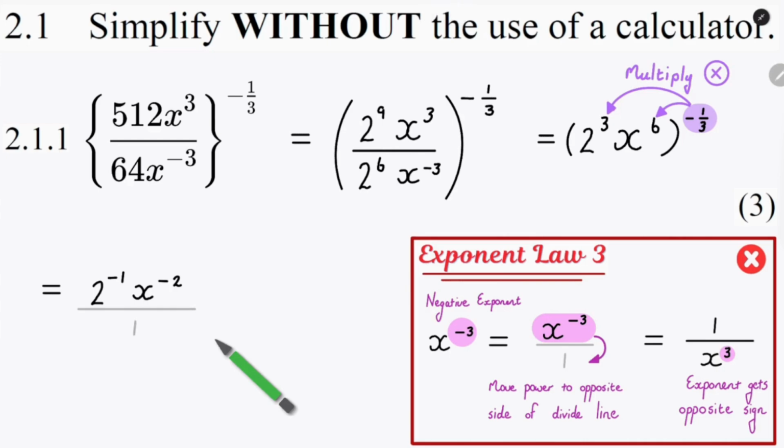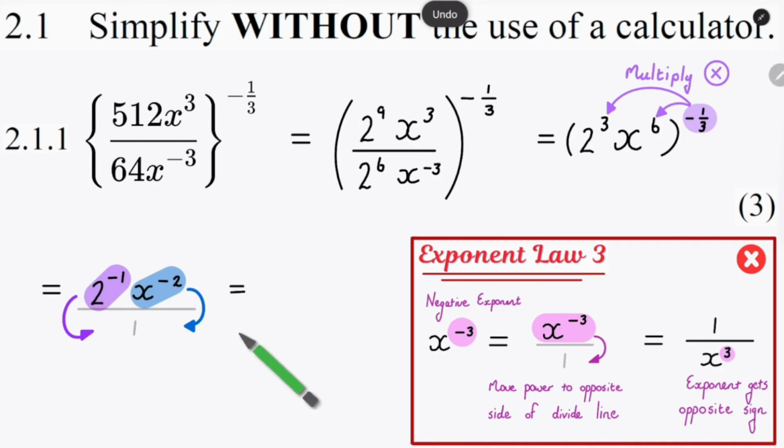So how we cope with that is we put this over 1 and then we grab each respective power and move it to the other side of the divide line. And when I do that, the exponent gets the opposite sign. So if I move everything from the top, there's a 1 left over. And then if I move this 2 to the bottom, it becomes 2 to the power of 1, which is the same thing as 2. And then if I move this x to the bottom, it becomes x to the power of 2. And you can see how it went from negative 2 to positive 2. And there's our final answer.